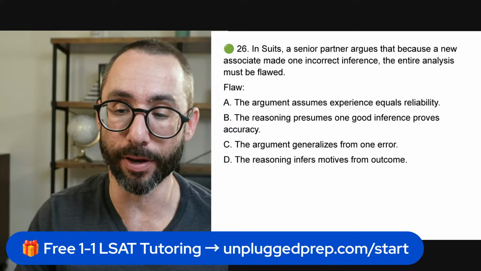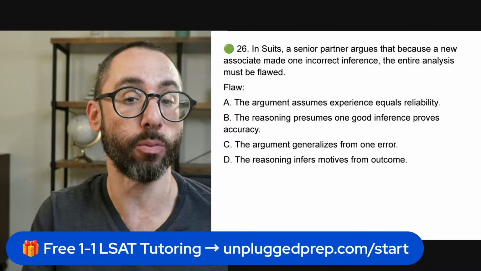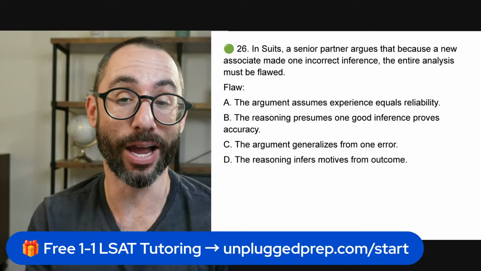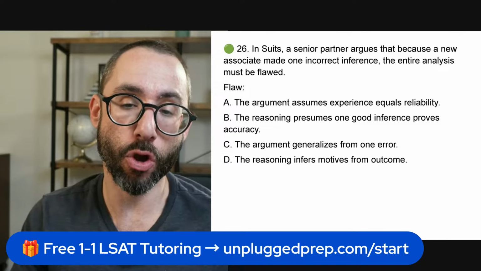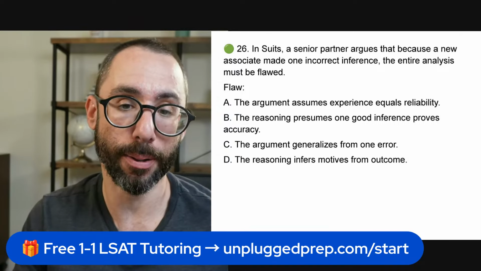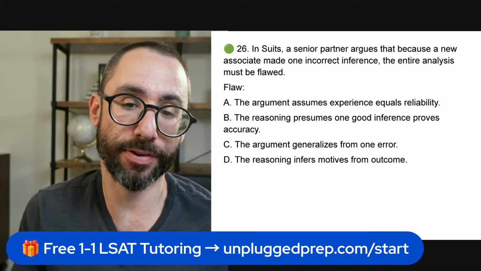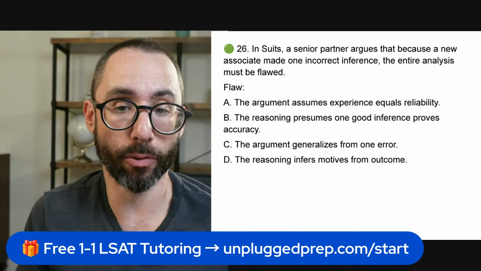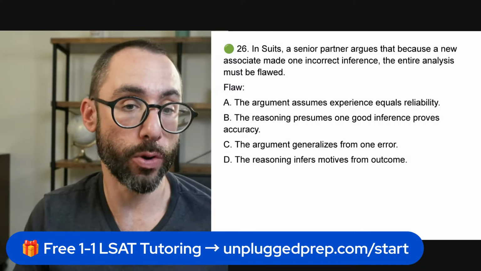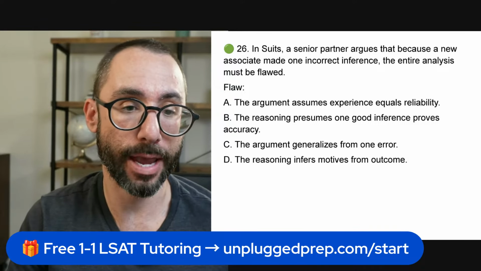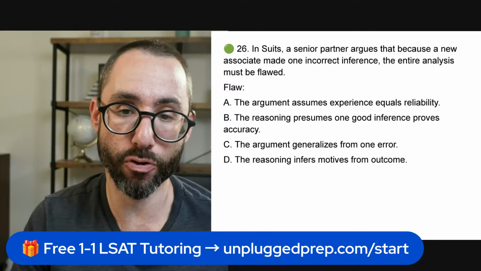On to number 26. In Suits, a senior partner argues that because a new associate made one incorrect inference, the entire analysis must be flawed. What is the flaw? A, the argument assumes experience equals reliability. B, the reasoning presumes one good inference proves accuracy. C, the argument generalizes from one error. Or D, the reasoning infers motives from outcome. So when you have your answer, please drop it in the chat, A, B, C, or D. If you're not sure, just drop a question mark, but do commit to an answer.